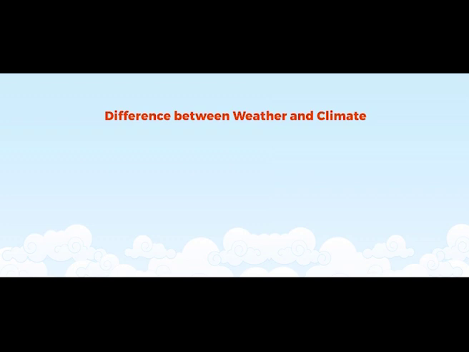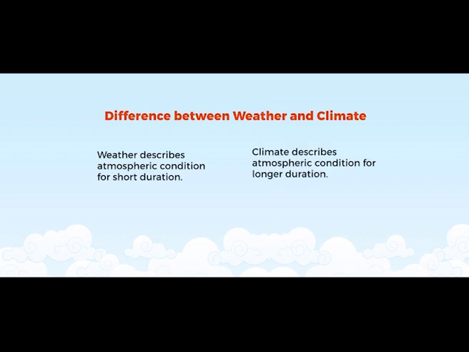What did you learn from this video? Can you analyze? Okay, this video basically talks about the differences between weather and climate. To summarize, one main difference between weather and climate is duration. When we are describing weather, we are describing atmospheric condition for a short duration. Whereas in climate, we are describing atmospheric condition for a longer duration.